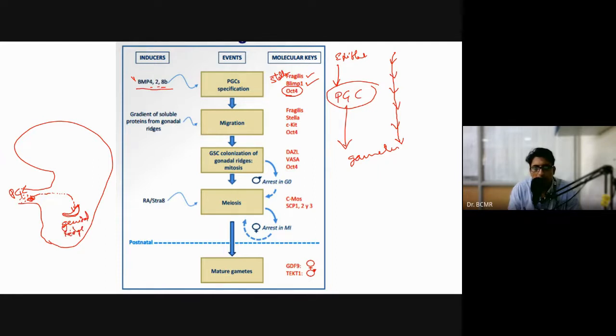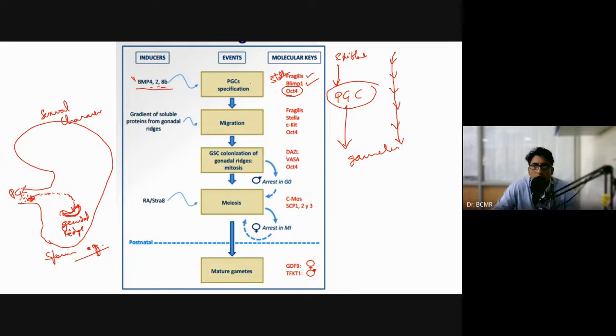Okay, simplistically, that's how you can see it. So they form somewhere outside, and then they travel in, and then they reach the genital ridge, and based on further expression, they become either male or female. They will influence the sexual characteristics of the embryo in terms of developing the internal genitalia or external genitalia and so on, and also the type of gametes formed, either sperm or egg.